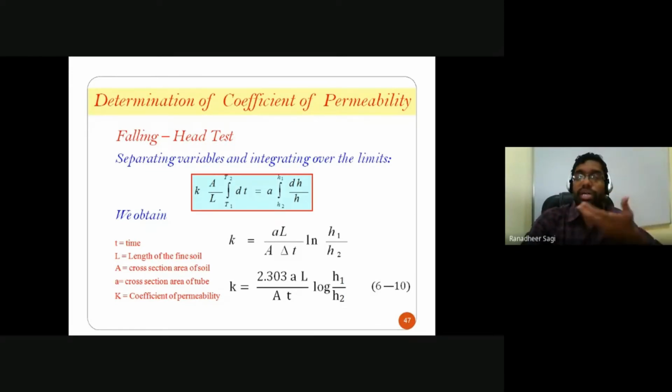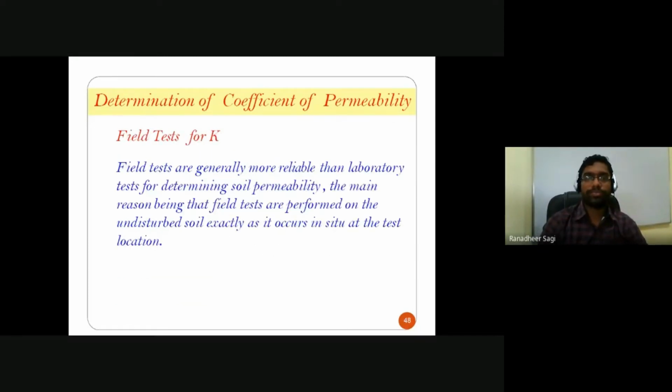T indicates the time interval over which the flow is happening through the soil sample, and h1 indicates the total head with reference to the chosen datum at time t equal to t1. h2 indicates the total head at time t equal to t2. So how your total head varies over the time interval t1 to t2 is what we are looking at, and accordingly we calculate the coefficient of permeability of the soil from the falling head test.